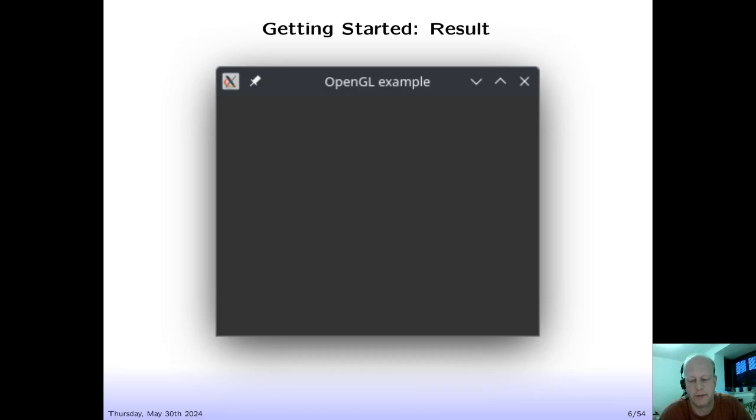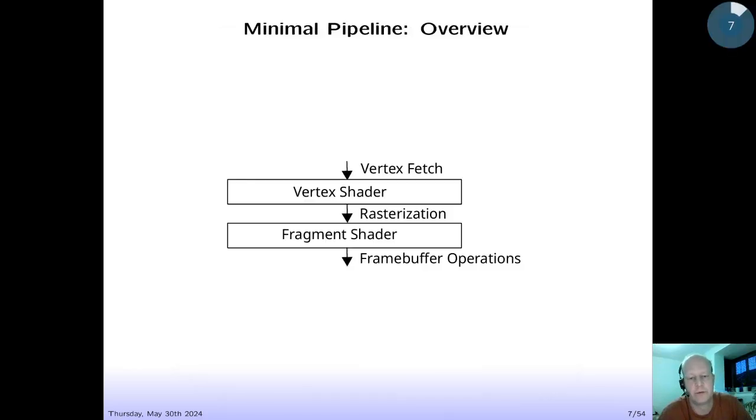The next step is a bit more involved. In order to get some objects on the screen, we need to implement a vertex shader and a fragment shader. So OpenGL, in this minimal pipeline setting, will fetch vertex data, pass it through the vertex shader, and then a rasterizer will render the triangles. And for each pixel, invoke the fragment shader, and that output is then used for frame buffer operations.